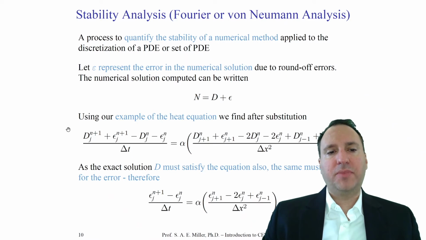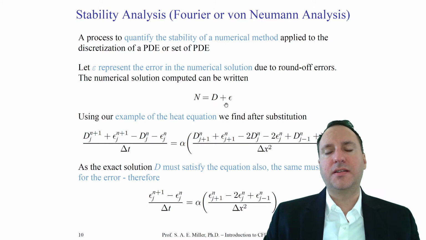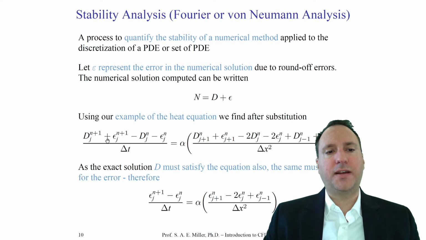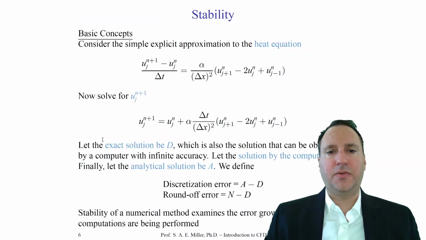Now, we have replaced an approximation of u at appropriate values of n plus 1 and n with our definition of the numerical solution, which goes as the solution with a computer of infinite precision plus the error epsilon, the numerical error of the solution. So, for example, u of j at n plus 1, we've replaced it with d sub j at n plus 1 plus epsilon of j at n plus 1. So here's a view of j, n plus 1. You can see that, of course, in the heat equation right here, where my cursor is.